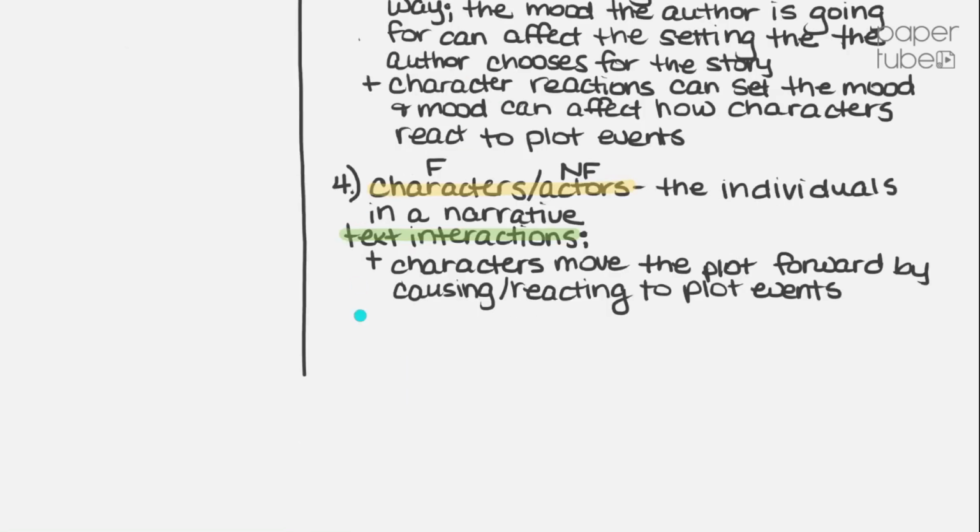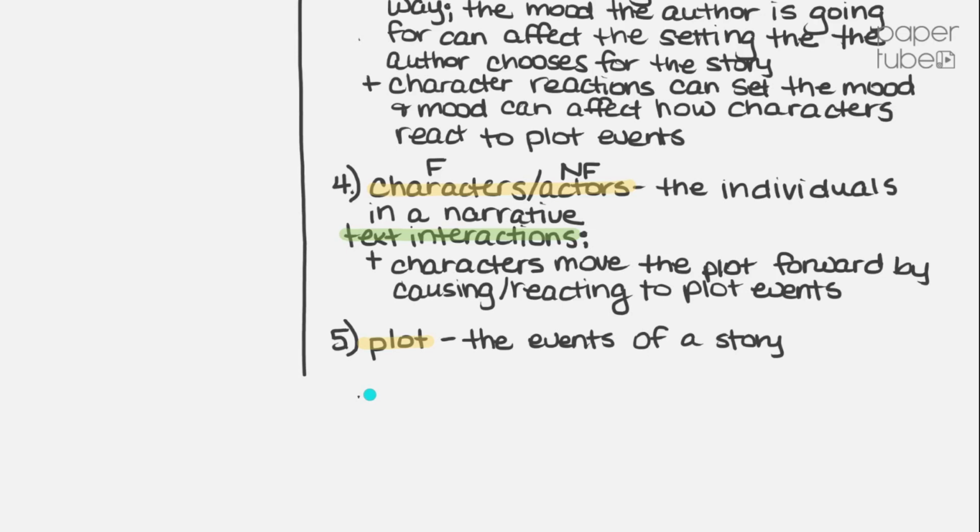All right, so we've already talked about how the elements that we talked about previously can affect the characters and how characters can affect those. One more thing for you guys to keep in mind about how characters interact with other elements is that the characters are the ones that are making the things happen in the story. So they are the ones who are making the plot events happen. And they do that either by causing the events or by reacting to them. And interactions between characters can lead to these plot events.